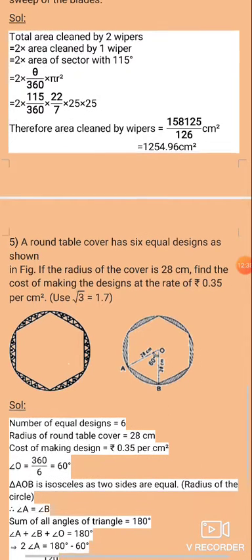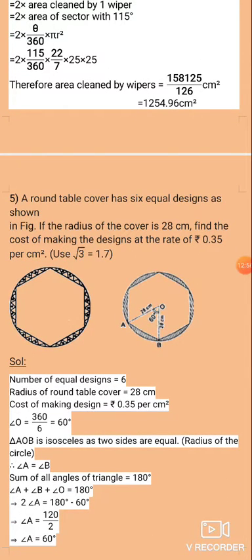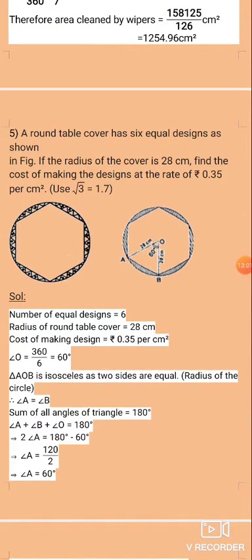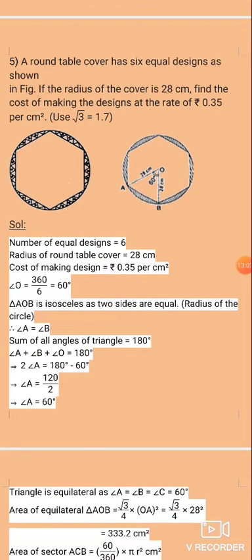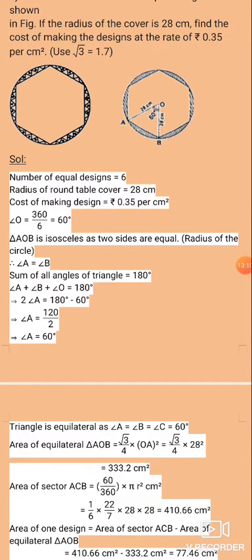Then sum of all the angles, angle A plus angle B plus angle O is equal to 180 degree. Twice of angle A plus angle O is equal to 180. So twice of angle A is equal to 180 minus 60, which is equal to 120. Angle A is equal to 120 by 2, which is equal to 60. Same as angle B, also 60. So what type of triangle is this one? Yes, it is an equilateral triangle. Now what is the area of the equilateral triangle? Root 3 by 4 a square.